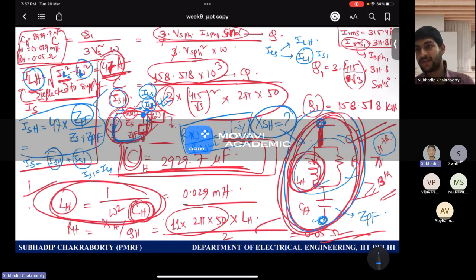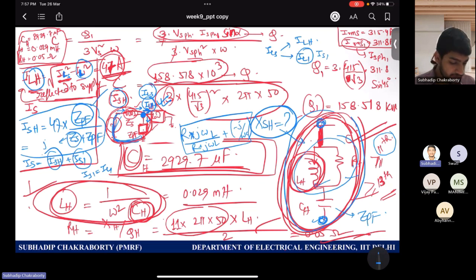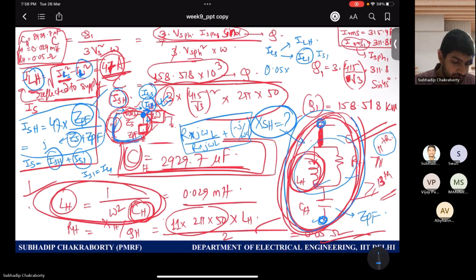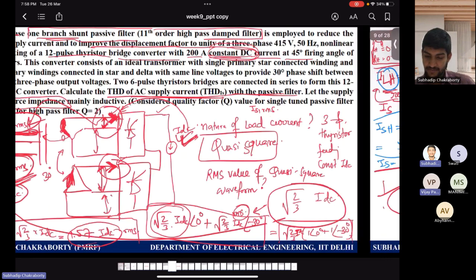So impedance of power filter, once you know the ZS, which is j times, what is it given in the problem? ZS is given, right? So it is per unit, right? 0.05 per unit, into the per phase unit to do. So let me just clear the screen, otherwise it will be too difficult.